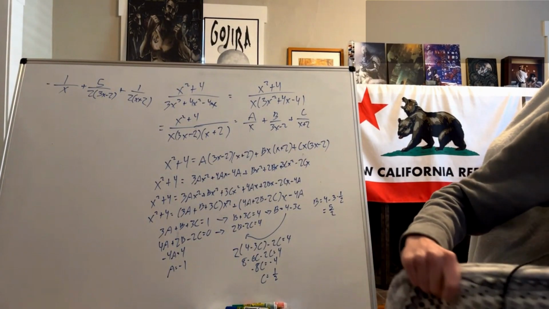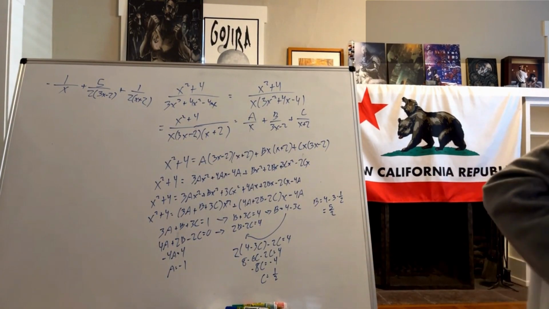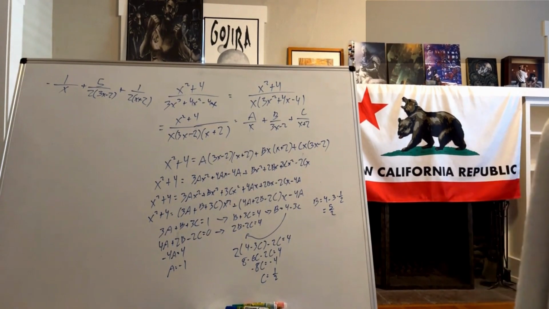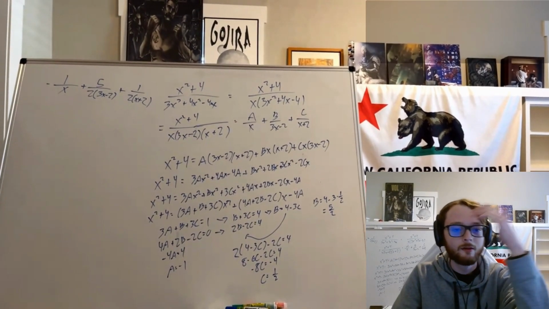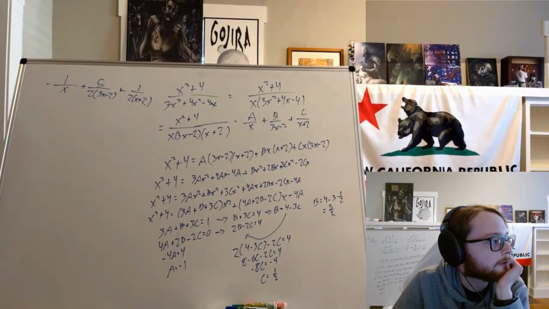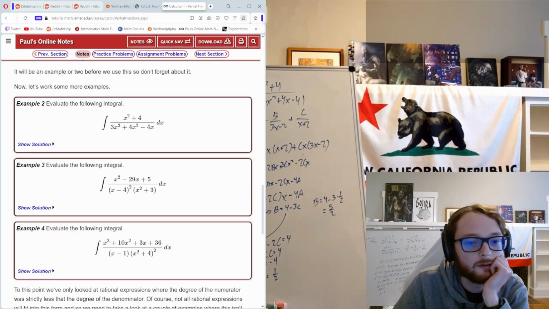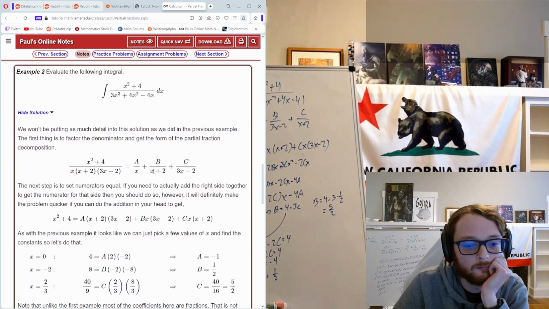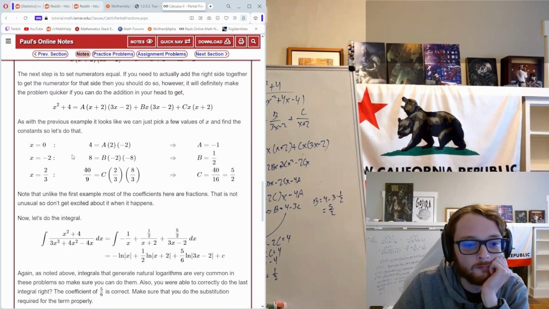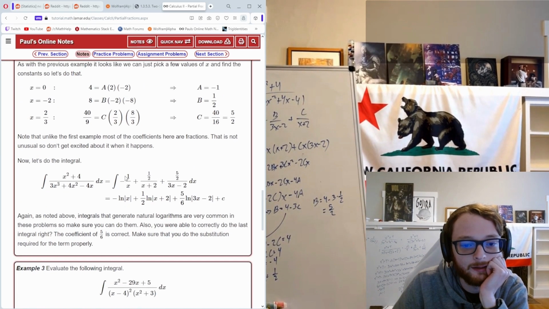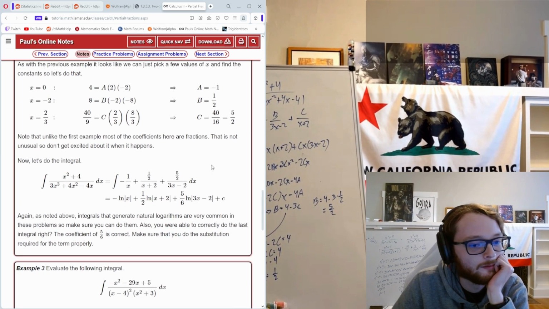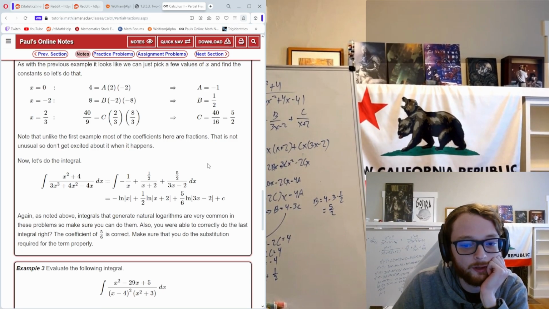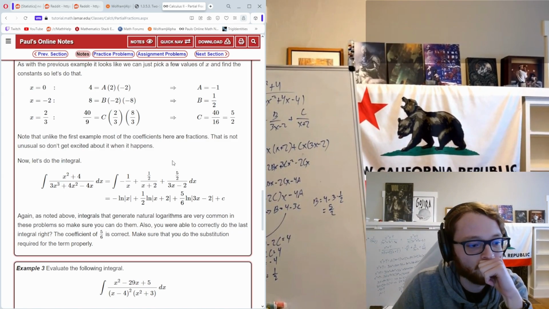And let's check that with Paul's Online Notes. A is -1, B is 1/2, C is 5/2? Heck yeah. So we got the same thing, and from there you just integrate and get a bunch of lns. So if that makes sense, FPS.